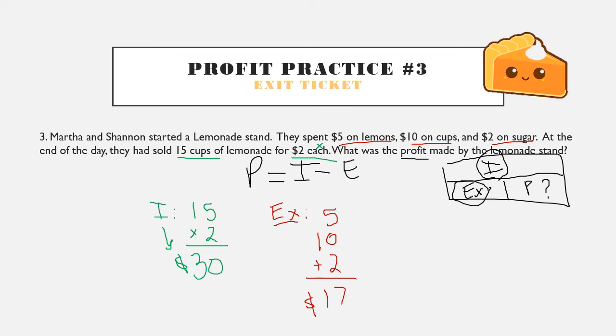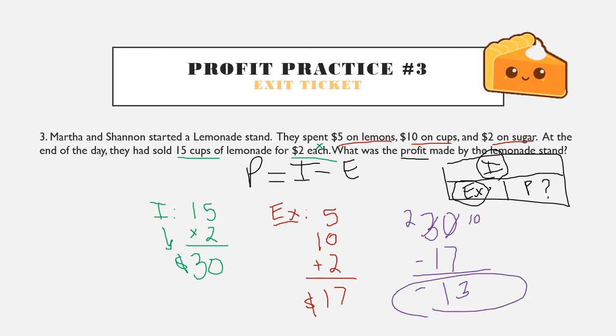Okay, to find the profit, right, I need to find the difference. That means I need to do 30 minus 17. I'm going to regroup here. And the answer would be $13. If you got $13, congrats, you got your exit ticket right.